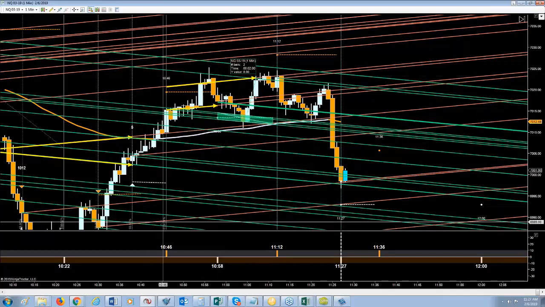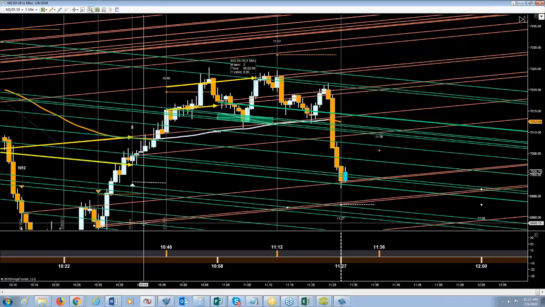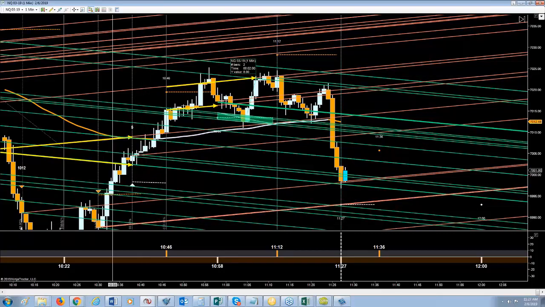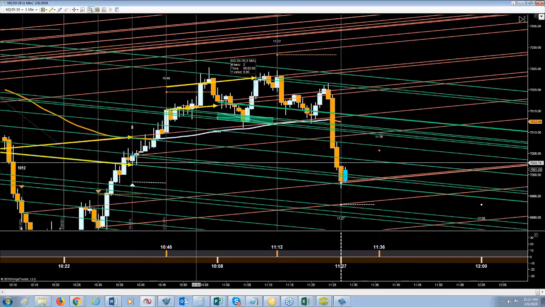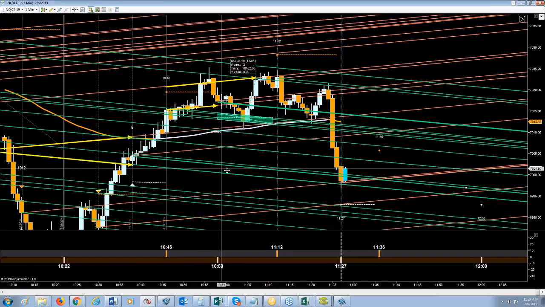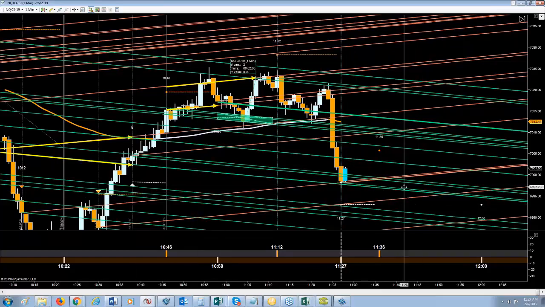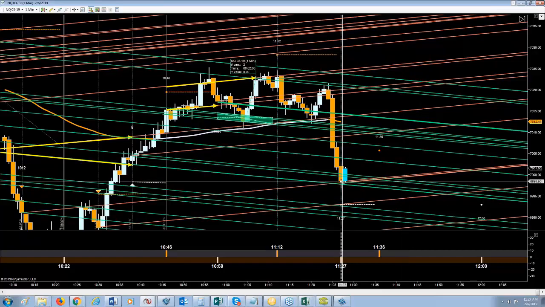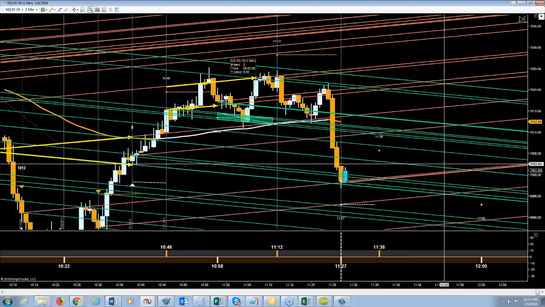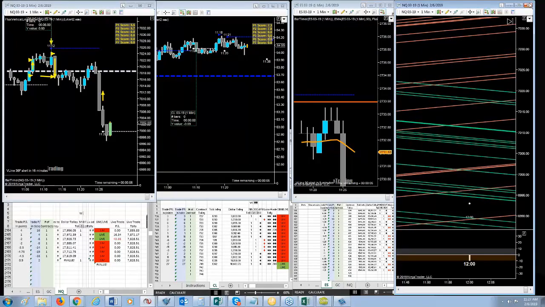And another one right there. Nope, wrong color. There's a lot of support in the NQ off of the 98 level plus the 7,000 level. So watch for a rise up out of this area here until 1136.